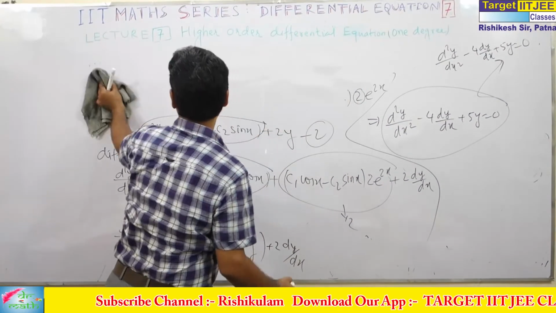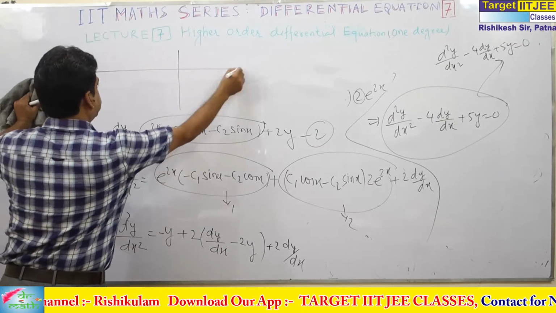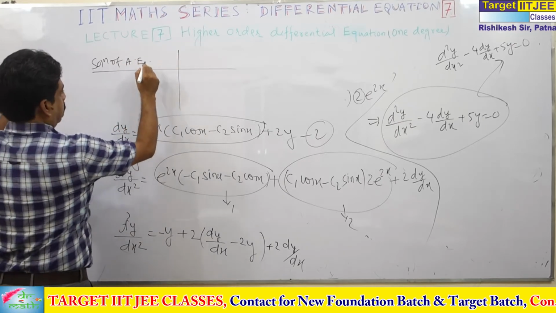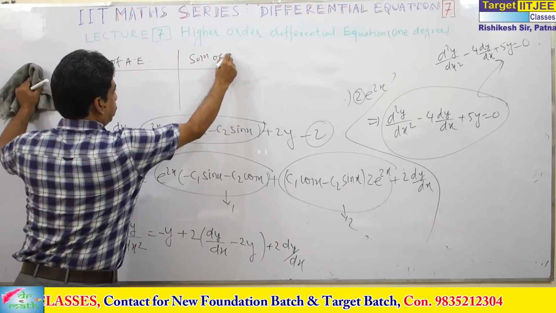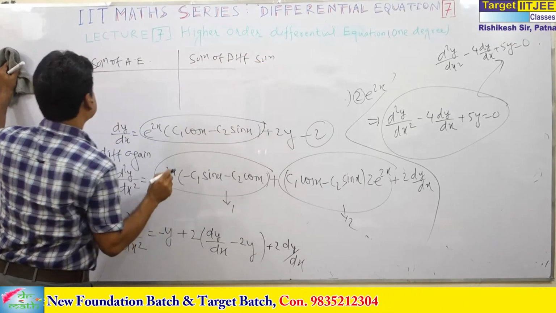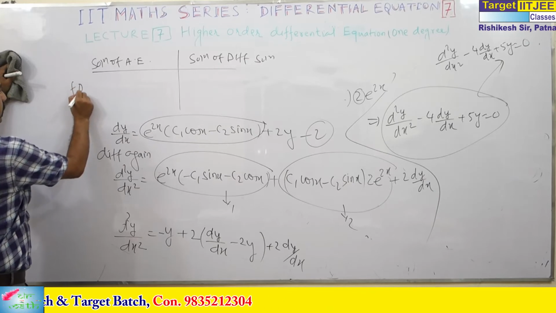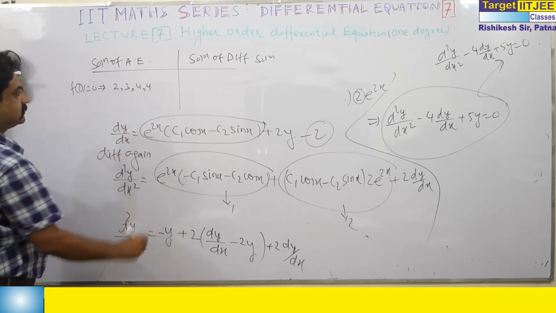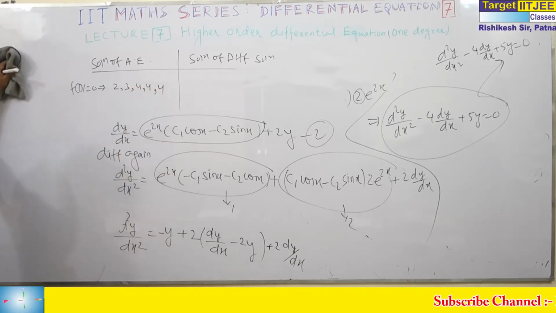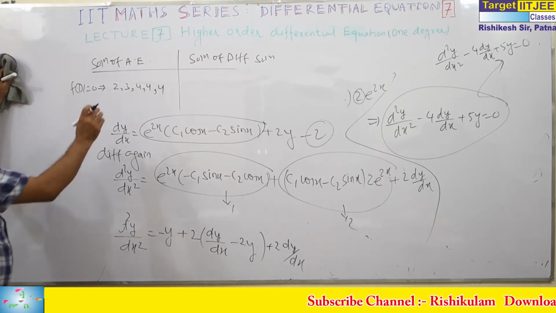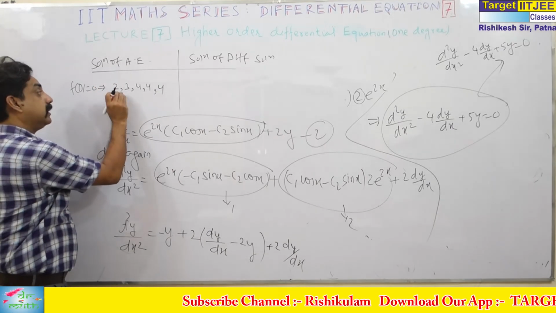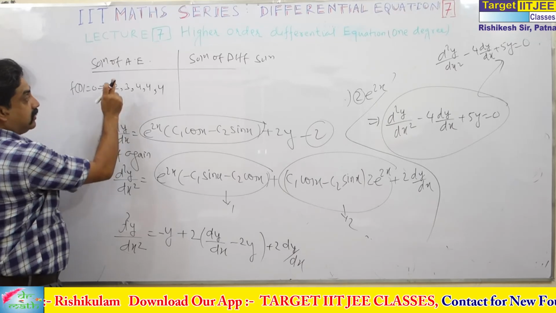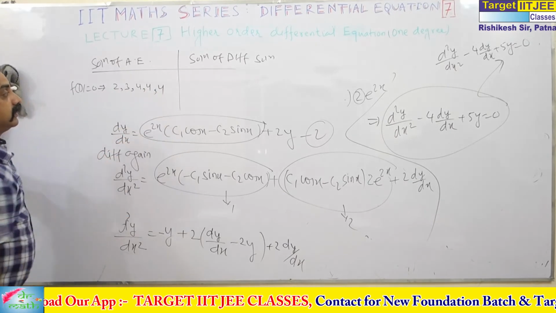More examples. Suppose let me write like this: solution of auxiliary equation and solution of differential equation. I am not taking the equation. Suppose when you say f(D) is equal to 0, you get the solutions 2, 3, 4, 4 and 4. Suppose there is a 5 degree differential equation whose roots of auxiliary equation are 2, 3, 4, 4, 4. Then what will be the solution?